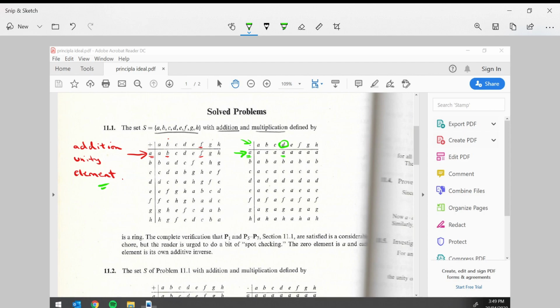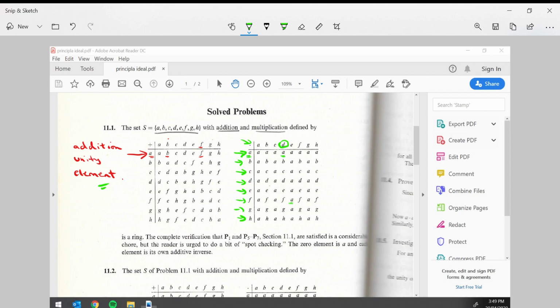Well, often rings have a multiplication unity element. This is the special number that when you multiply by it, it doesn't change the number. In the ring of integers, it's the number 1. Now here, as we go down, we've got B. You can see when we multiply anything by B, we either get A or B. So that's certainly not acting as a unity element. Neither is C, neither is D, neither is E, neither is F. When we go F times E, we're getting A. So this is certainly not the unity element, neither G nor H. So in fact, this is a ring without a unit.